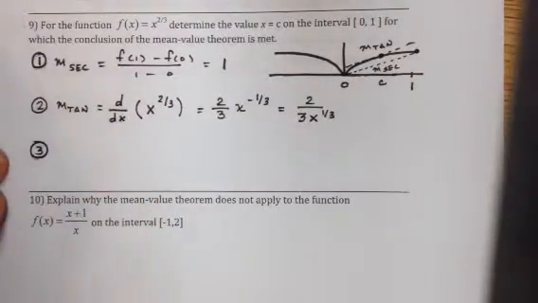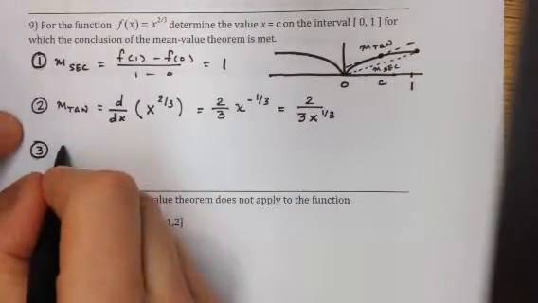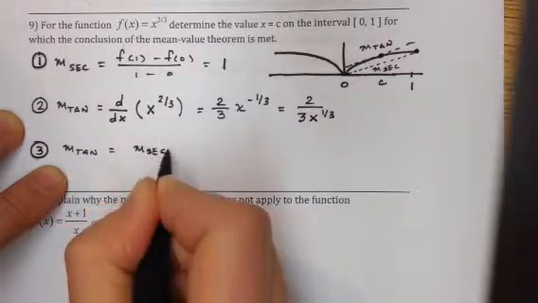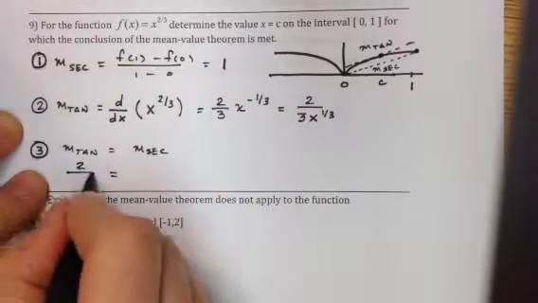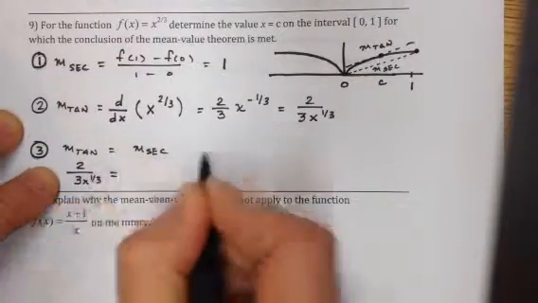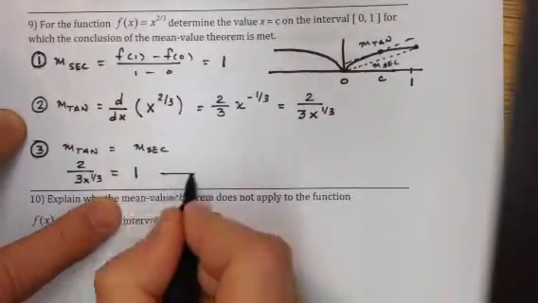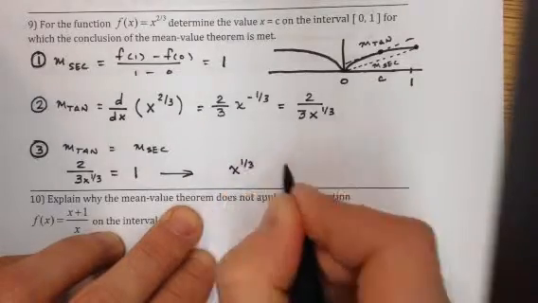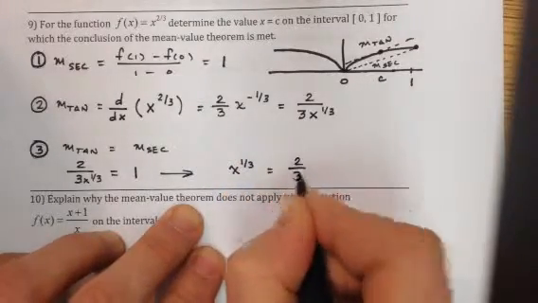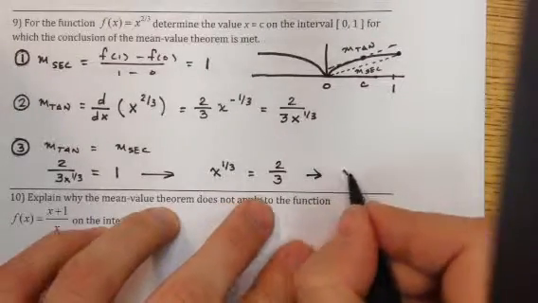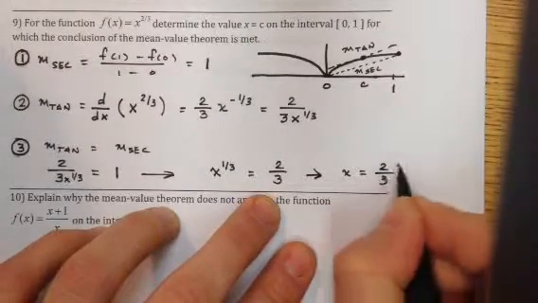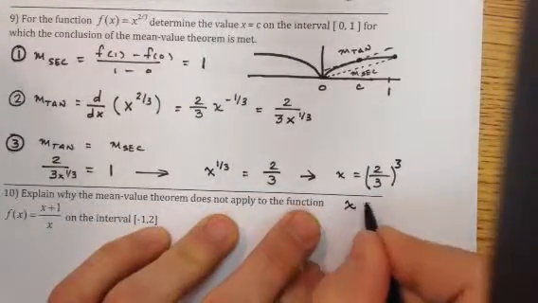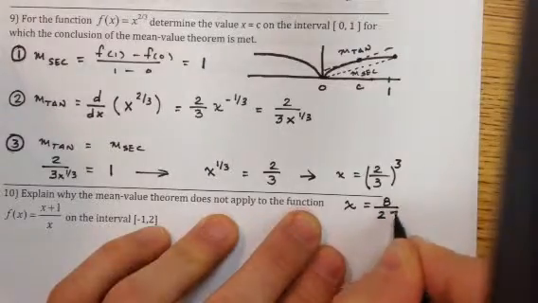Step 3, and the final step, is we want to know when the slope of that tangent is equal to the slope of the secant. Therefore, we will set 2 over 3x to the 1/3 equal to 1. When you do that, I did a little cross multiplying and I came up with x to the 1/3 power is equal to 2/3, which means that x will be equal to 2/3 to the 3rd power. So x is going to end up being 8 over 27.